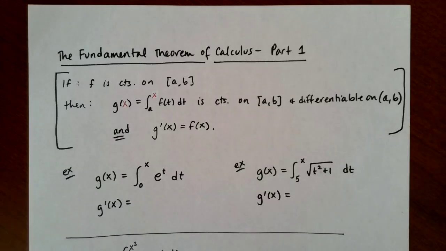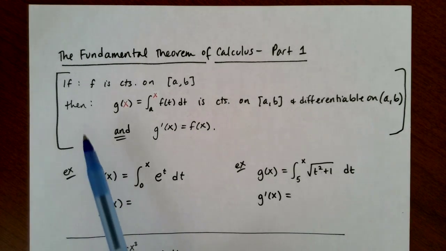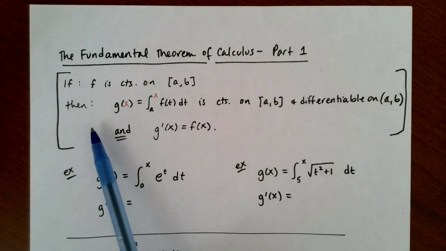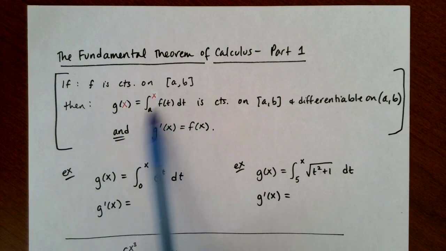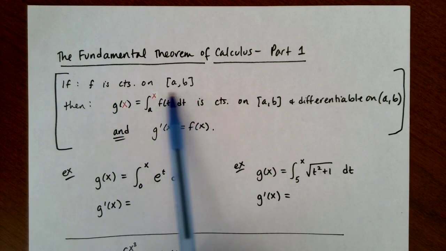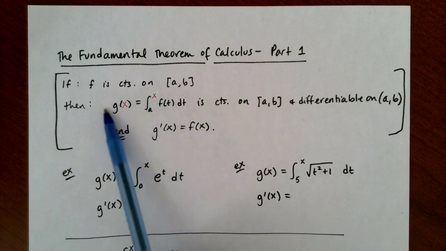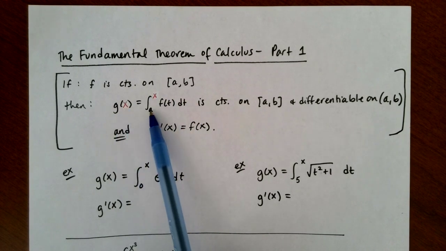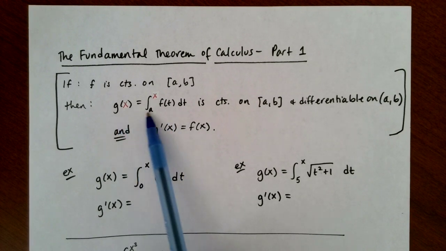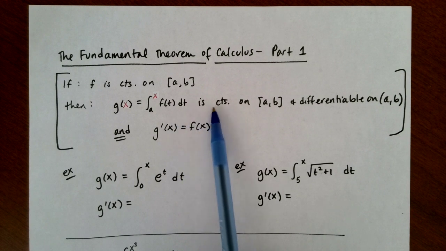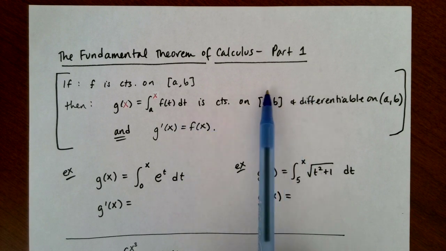Let's talk about the fundamental theorem of calculus, part 1. So this is the part of the fundamental theorem that says what you see at the top of the page here. If you have a function that's continuous on a closed interval, and you make this new other function out of its integral, so g of x would be the integral from a to x of f of t dt. So this weird kind of integral function is continuous and differentiable on your interval.